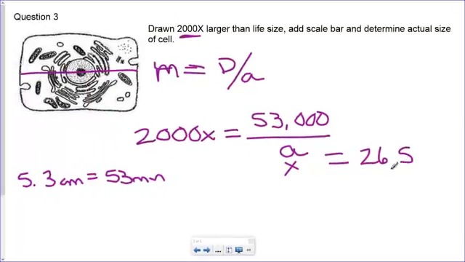26.5 micrometers. And then you'll follow the same procedure to do a scale bar. You'll draw a scale bar here and measure it out. I think I put my scale bar again as 2 centimeters, which would be 20 millimeters, and that would be 20,000 micrometers.